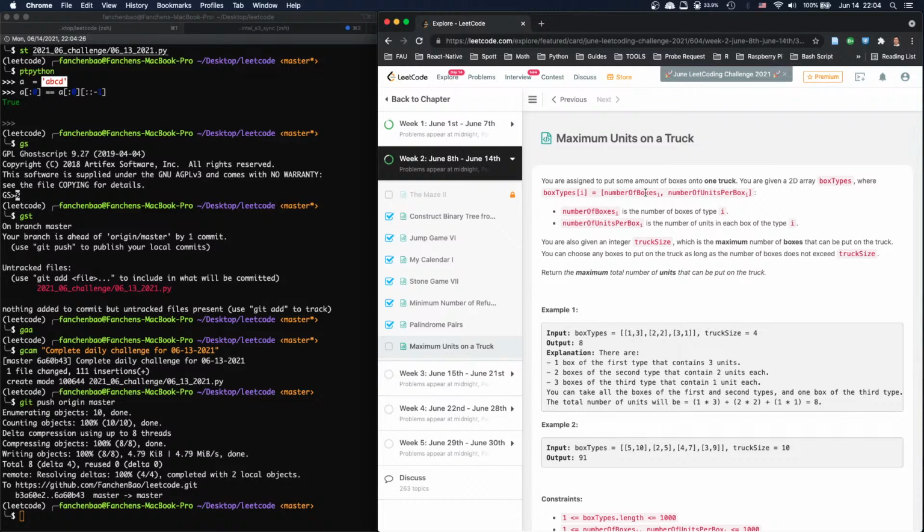You're also given an integer truck size, which is the maximum number of boxes that can be put on the truck. You can choose any boxes to put on a truck as long as the number of boxes does not exceed truck size. Return the maximum total number of units that can be put on a truck. Isn't this the knapsack problem? Well, we're going to solve knapsack again.